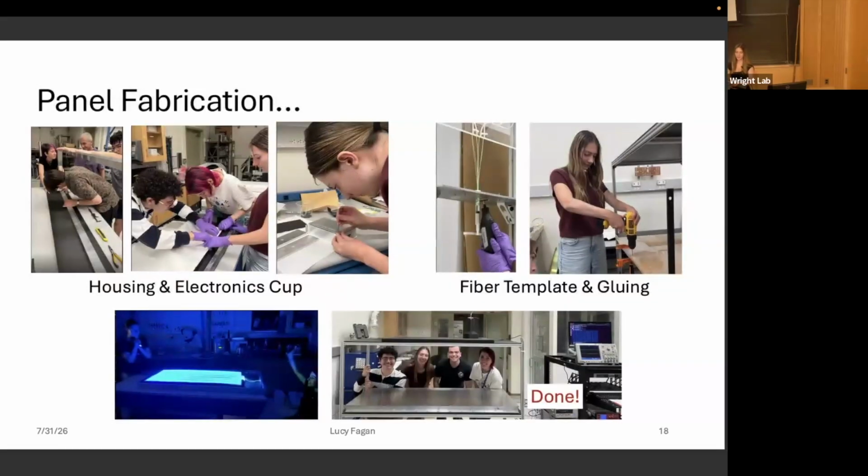And then lastly, just this week, we actually were able to build our panel and set it all up. So we built all of the electronics, the cup and the housing. We built our fiber template to measure the fibers and glue it together. And then in the bottom right here, you can see we used a UV light to look at the fibers, make sure nothing was broken. You can see Donatella is very happy right here, and me too.